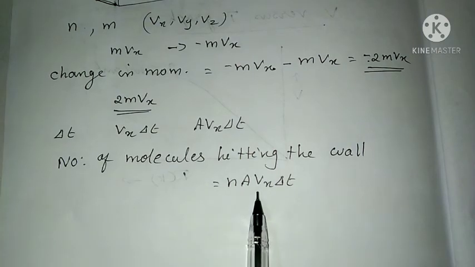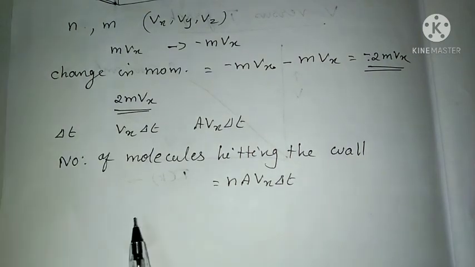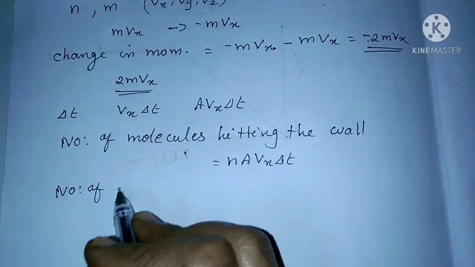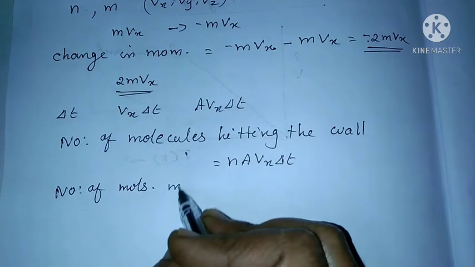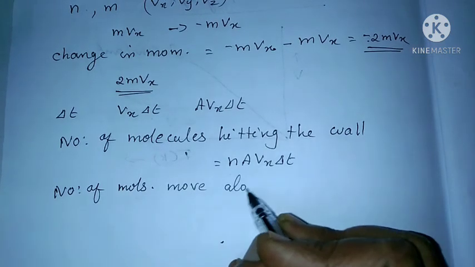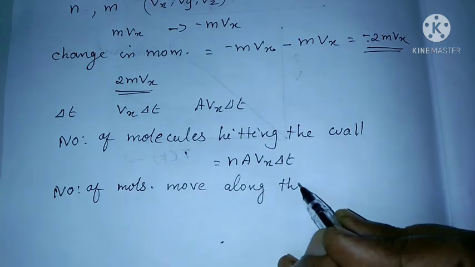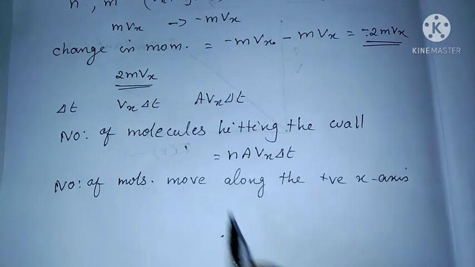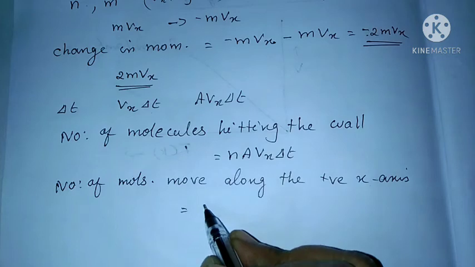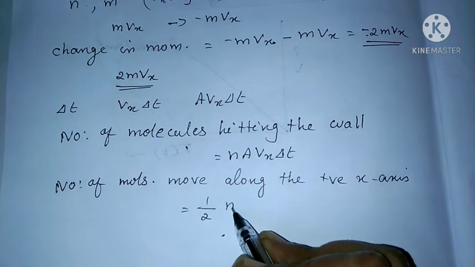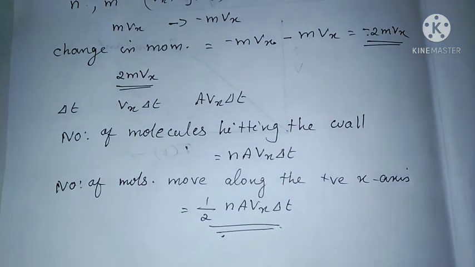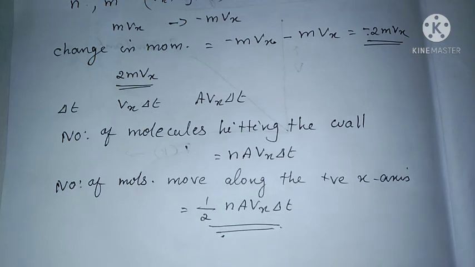Half of the molecules will move along the negative x-axis. So, we can write the number of molecules moving along the positive x-axis, that is towards the shaded portion, is equal to half of this, that we can write as half into N a Vx delta T. So, half of these molecules move along the x-axis and hit the wall.